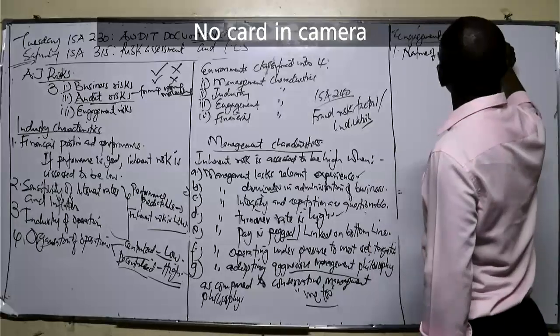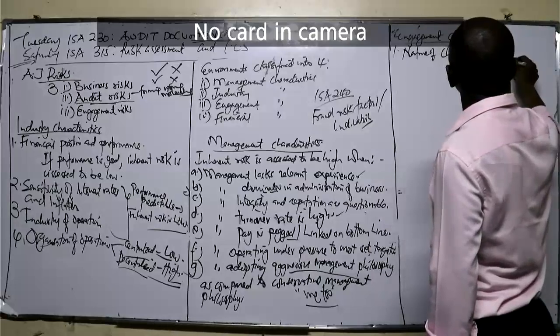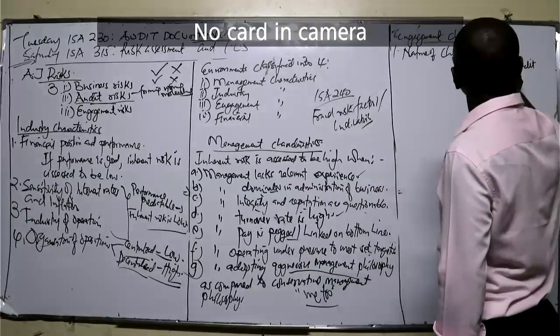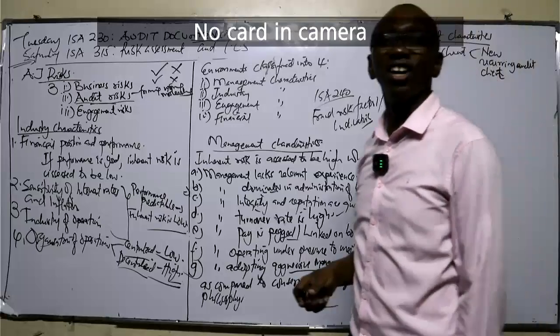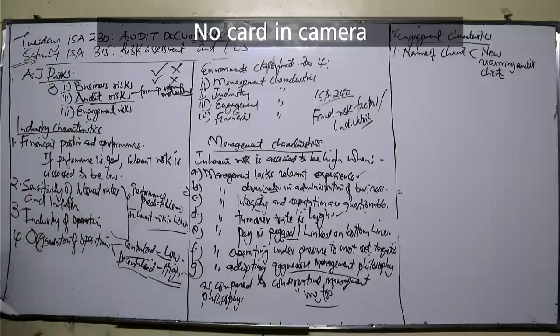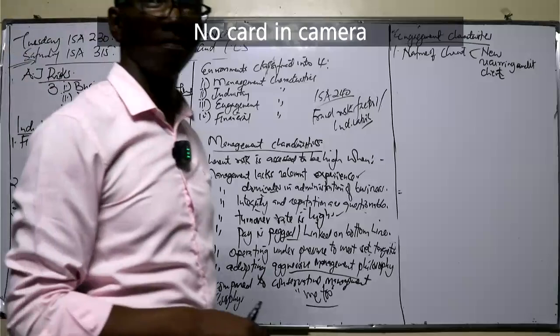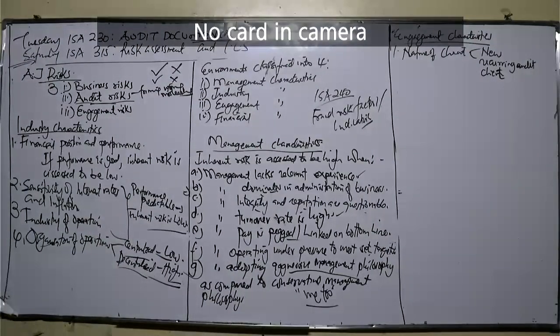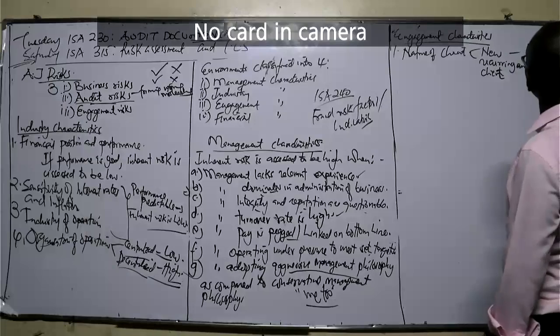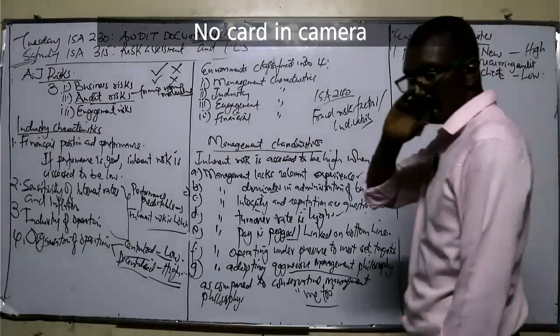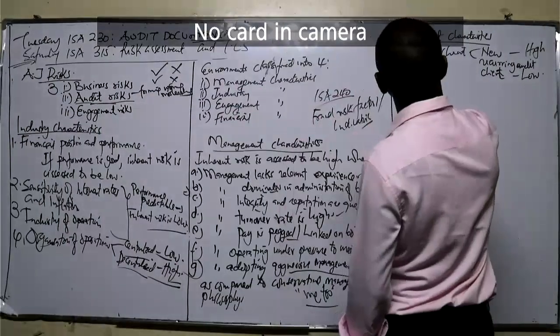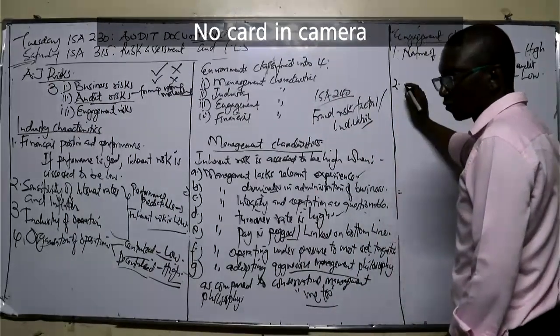Nature of client: either a new client or a recurring audit client. When do you think we should assess inherent risk as being very high? New client, because we don't know them. You've just taken up an engagement with them. But with a recurring audit client, you know them. You know the areas of high susceptibility to fraud, the weaknesses of ICSs. So for a new client, we assess inherent risk as being very high. Here we assess inherent risk as being low.